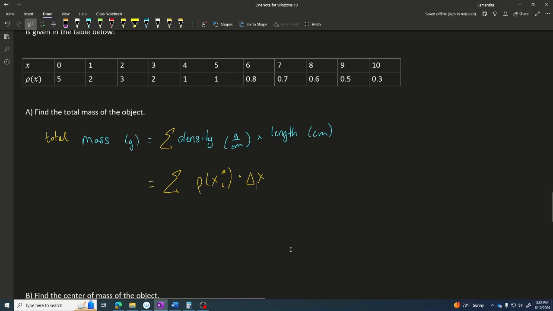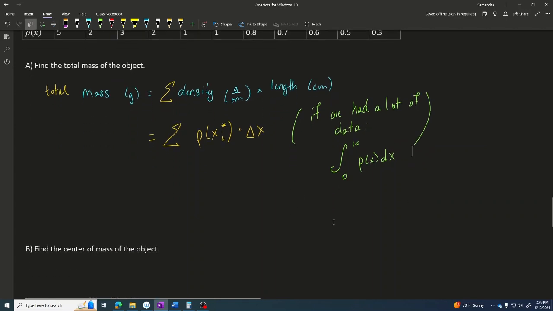So we can see that as an integral, if we had a lot of data, this would become the integral, the long S, for integral from the lowermost x value to the uppermost x value of the density function times dx. Rho of x is what becomes of rho of x_i star, and dx is what becomes of delta x as the amount of data that we have and the space between the data gets smaller and smaller.